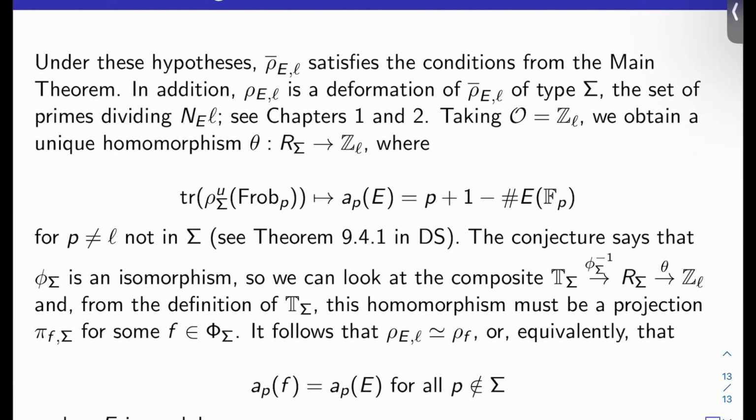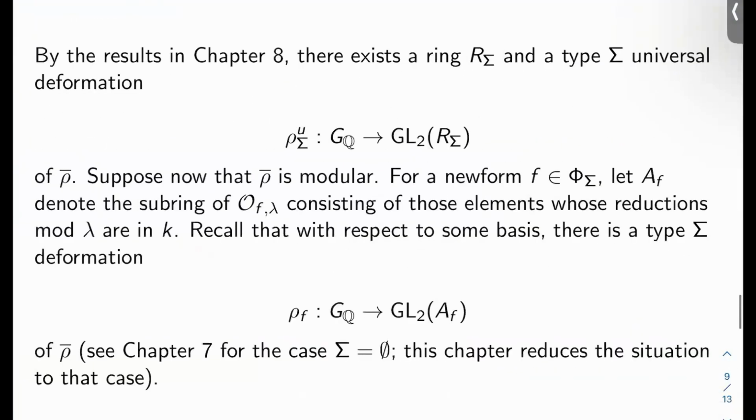Another thing that we checked also in chapters 1 and 2 of these notes is that rho EL, the actual L-adic representation attached to E, is a deformation of rho bar EL of type sigma for some sigma. In fact, you can just take sigma to be the set of primes dividing N sub E, the conductor of E, times L. Okay.